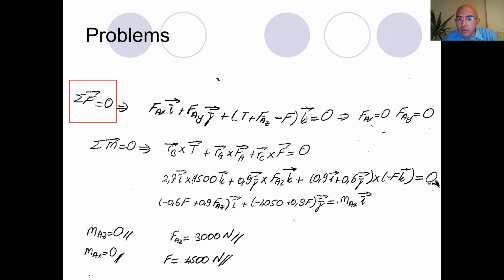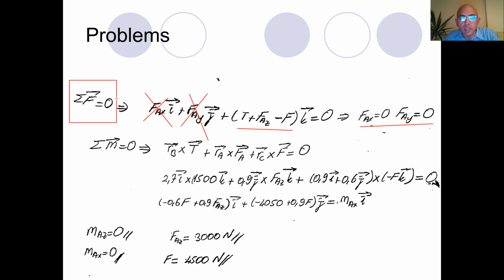This means that the coefficients of the unit vectors have to be equal to 0. As a result, Fax is 0 and Fay has to be equal to 0. Then I'm left with the Z component of the forces, so the expression inside the parentheses has to be equal to 0 as well. So T plus Faz minus F has to be equal to 0.